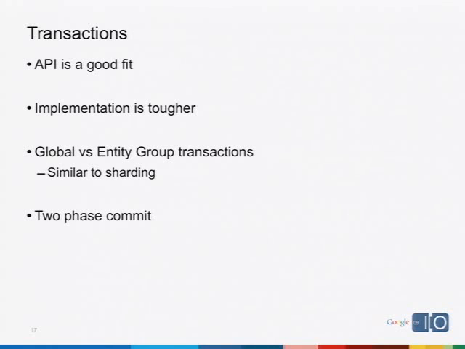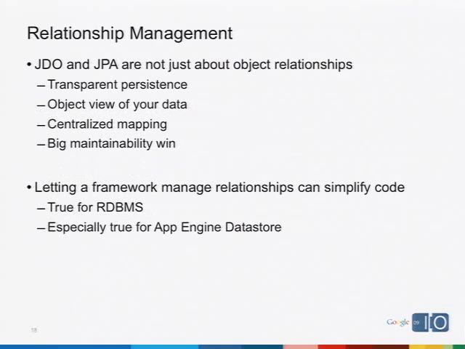It's two-phase commit. And as some of you might have seen in Dan Wilkerson's talk yesterday, he has a working algorithm for two-phase commit on the App Engine Datastore. So the problem is similar to what you get with horizontal partitioning. The solution is similar to what you get with horizontal partitioning.